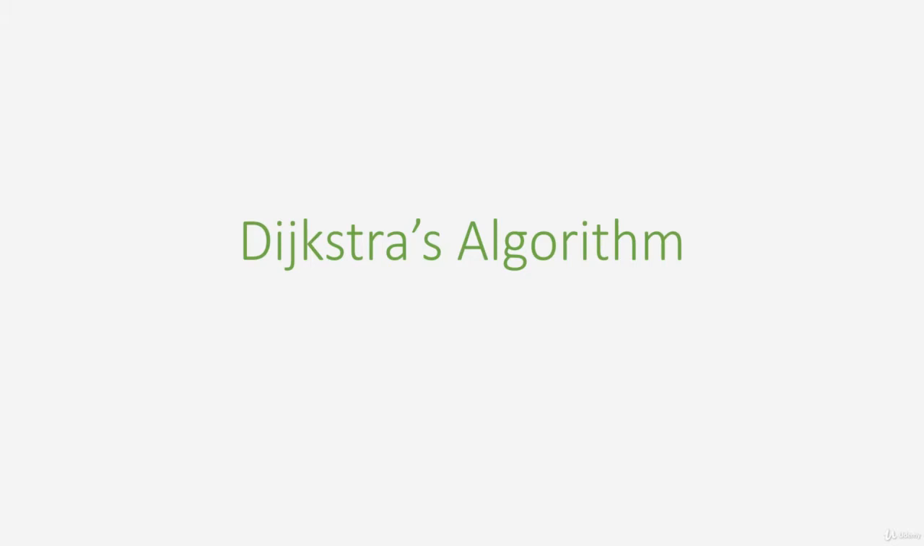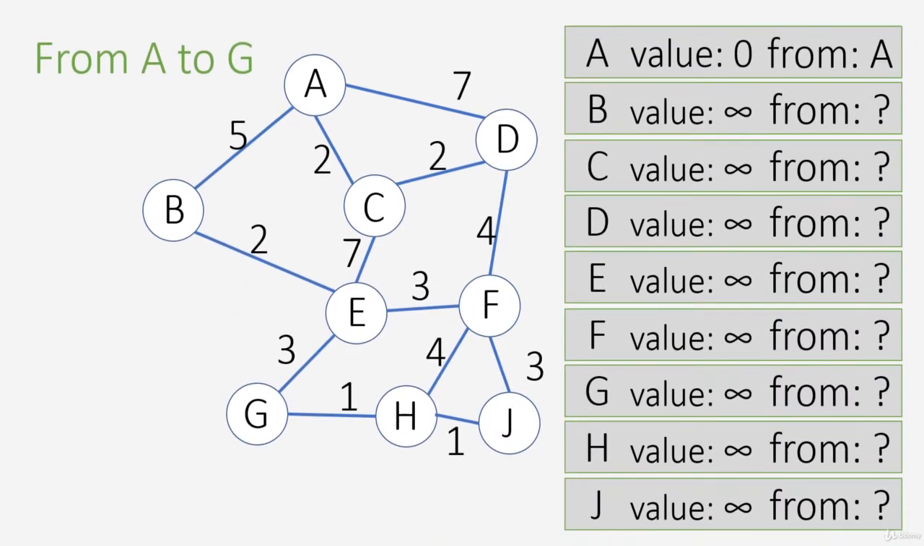Well, I don't know what algorithm they use in Google for this task, but mostly it's Dijkstra's algorithm. So let's see how it works. I have here an unoriented graph, so think of it as a road network. And I want to get from A to G so that the road's value is smallest.